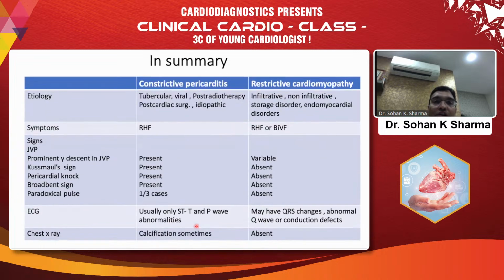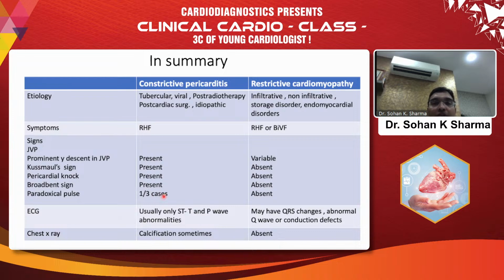First, we have discussed the etiology: tubercular, viral, post-radiotherapy, post-surgical, and idiopathic in constrictive pericarditis; in restrictive, infiltrative, non-infiltrative, storage disorder, and endomyocardial disorders. Symptoms are because of right-sided heart failure in both conditions, but biventricular failure is seen in restrictive cardiomyopathy. In the signs, JVP pressure is definitely elevated, but prominent Y descent in JVP is seen commonly in constrictive pericarditis. Kussmaul sign, pericardial knock, broadbent sign or retracted apex are seen in constrictive pericarditis, and paradoxical pulse is seen in 1/3 of the cases of constrictive pericarditis.